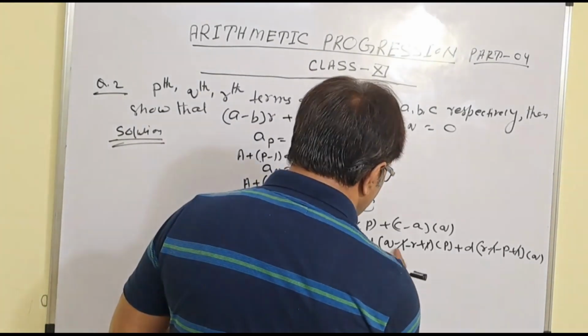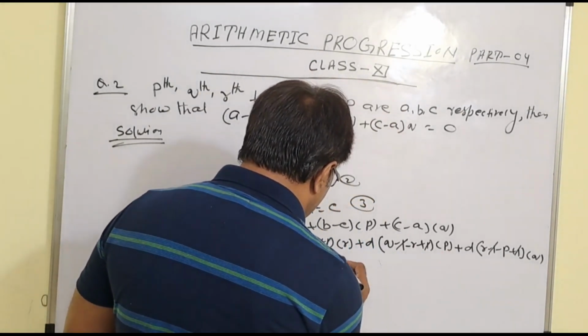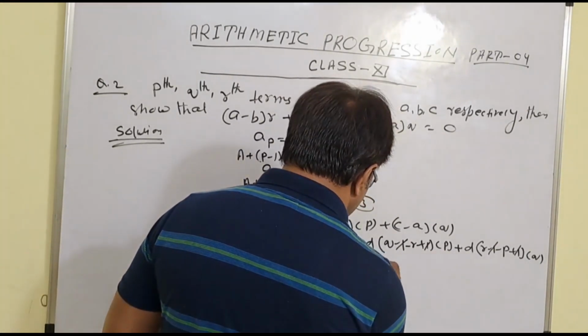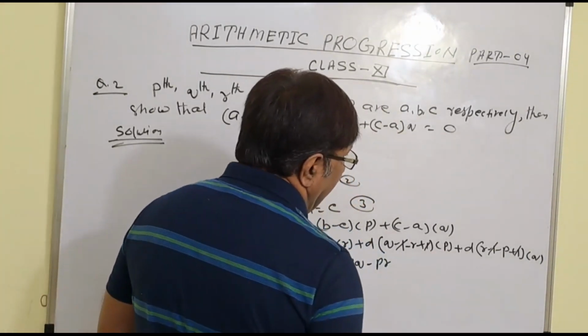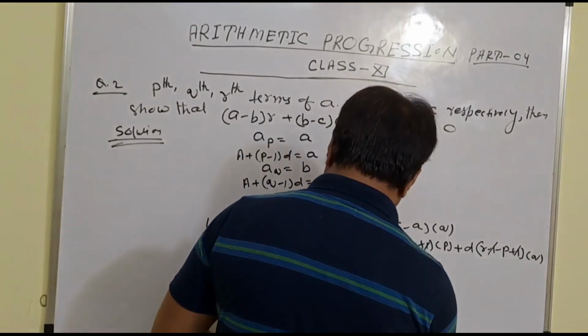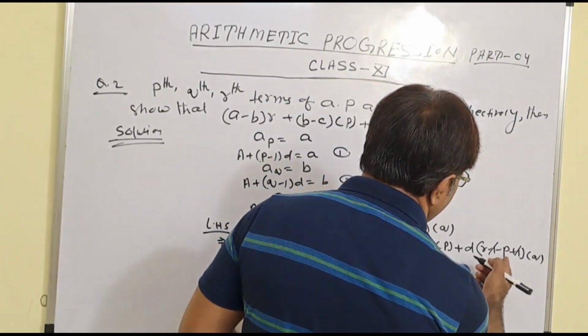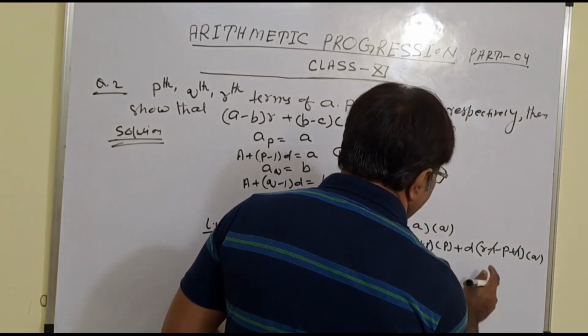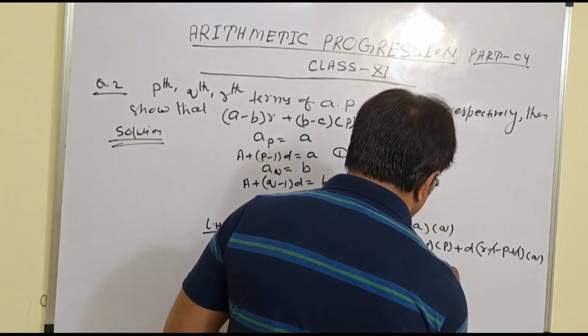Here also Q into P, that is PQ. And here minus R into P, that is minus PR. And here we are writing again, D is already common. So here R minus P. So R into Q is QR. And here minus P into Q is minus PQ.